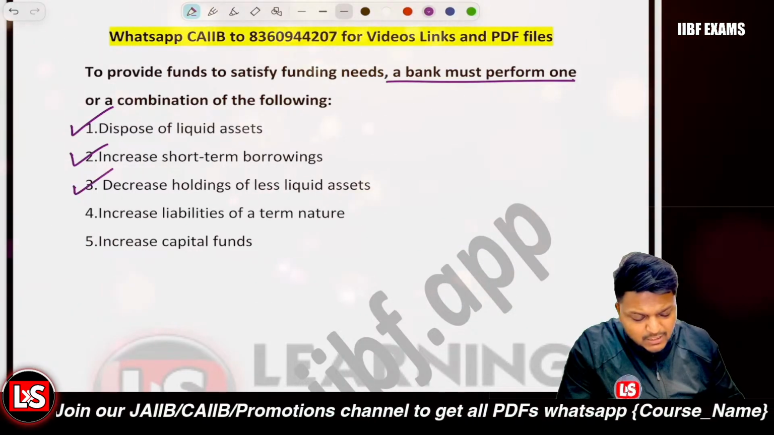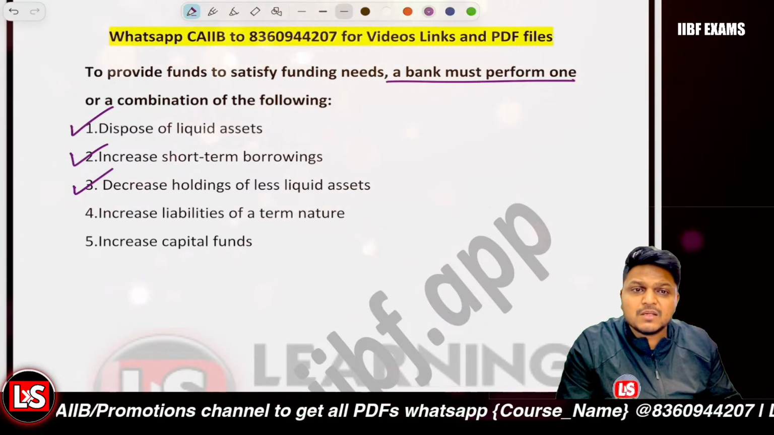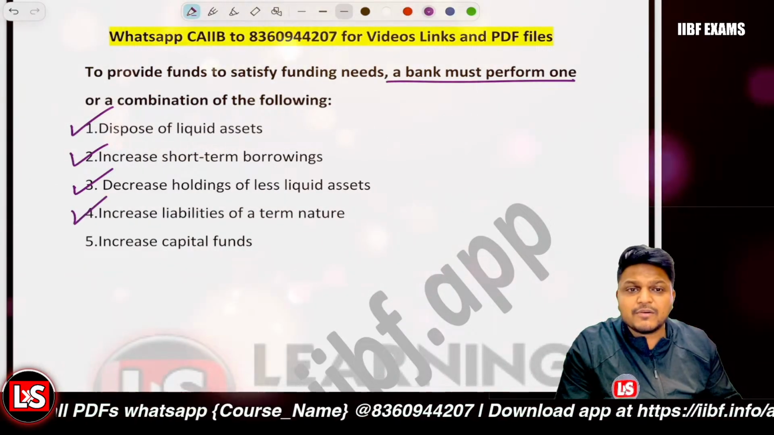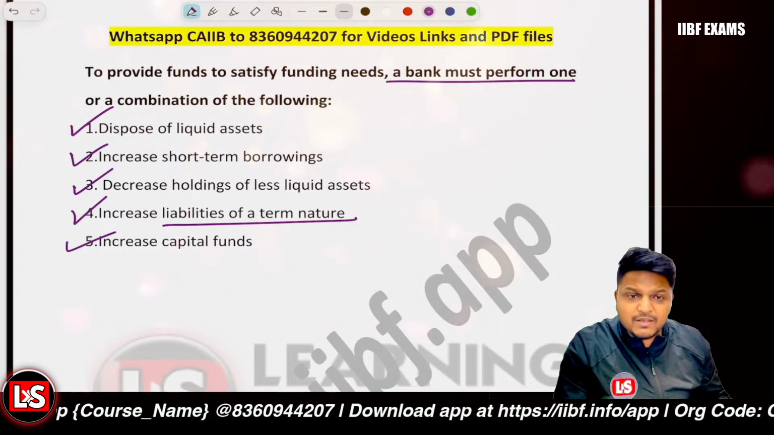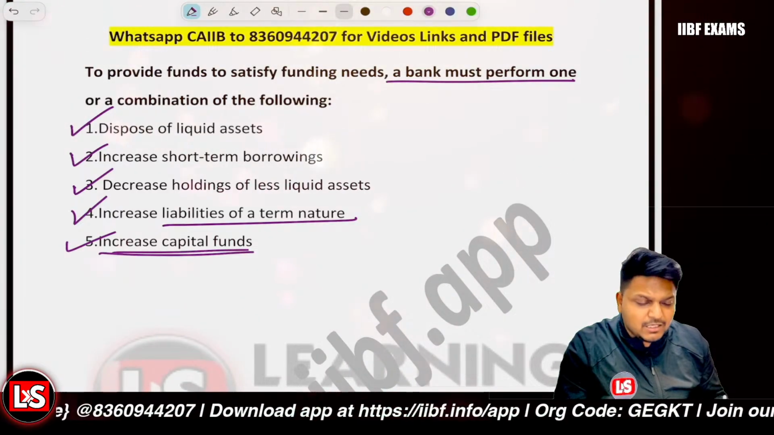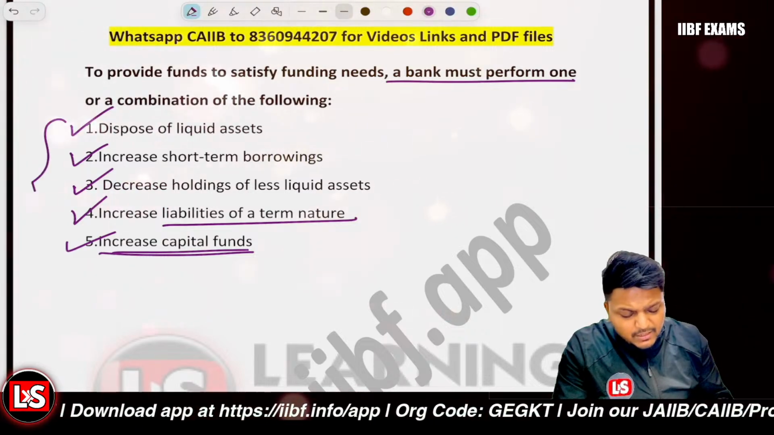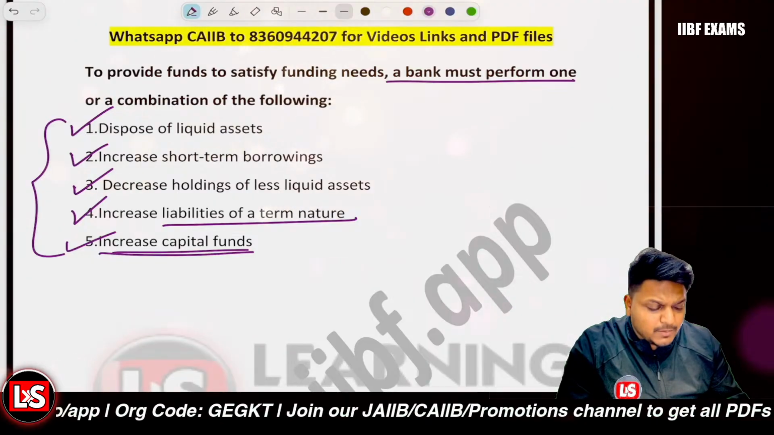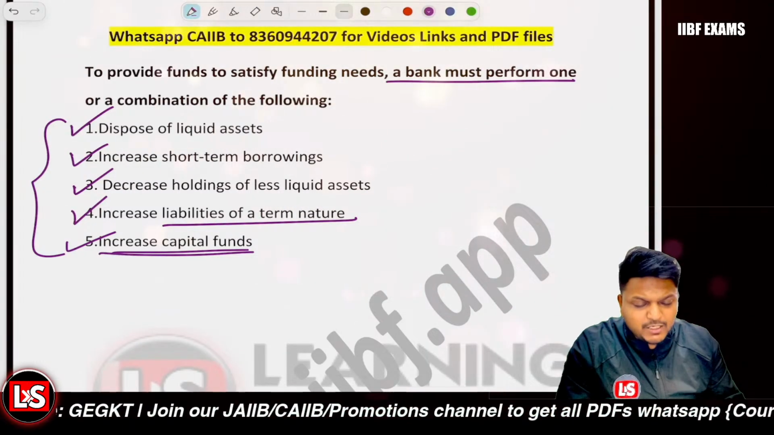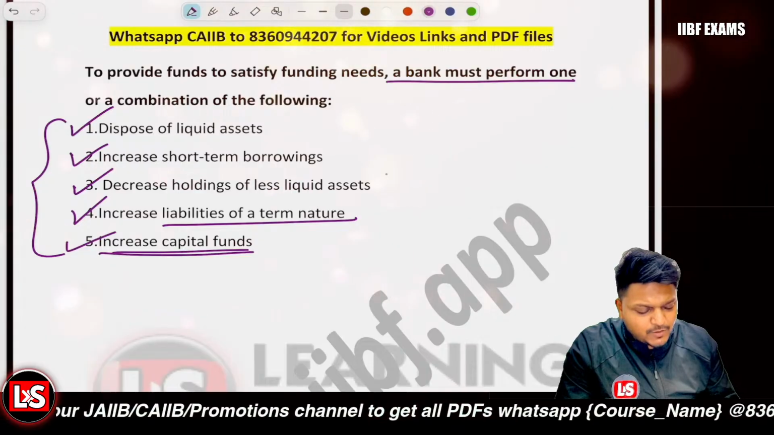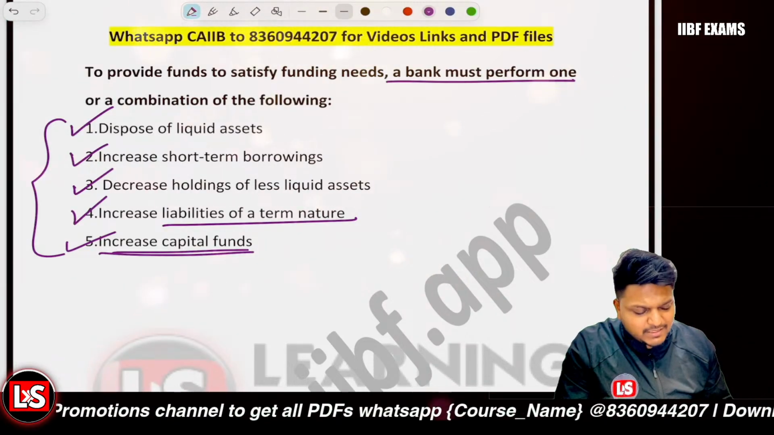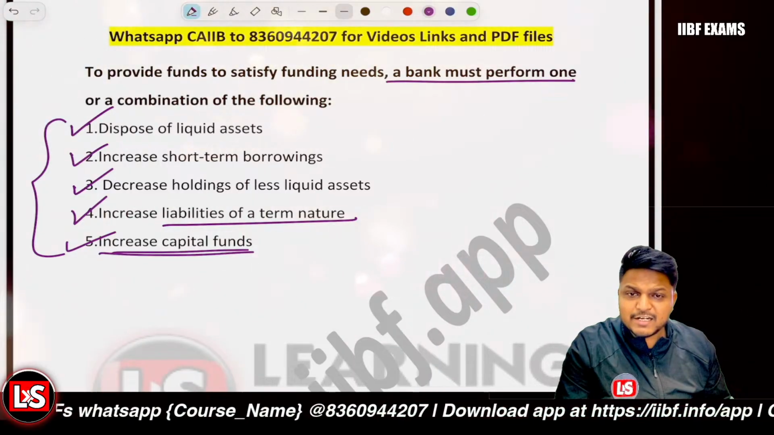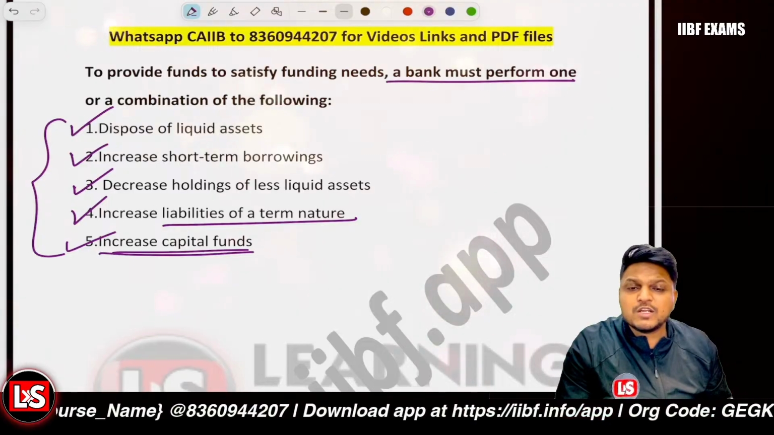You can reduce the illiquid assets, which means you can adjust the asset portfolio accordingly. You can increase the term liabilities for raising long term funds, right? Or you can increase the capital funds so as to strengthen your capital base. So these are the things which can be done so as to meet the liquidity needs. So you will be disposing of your assets, increasing the short-term borrowings or decreasing the illiquid assets, or increasing the liabilities of a term nature, right? Or it could be the case that you are putting more of the owner's money into it.